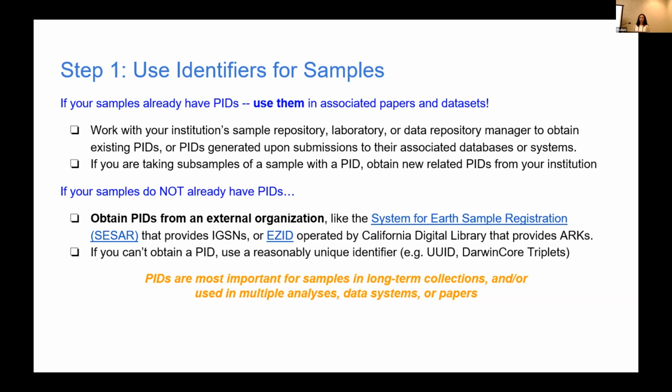In many cases, in most cases, samples may not already have PIDs. If this is the case, obtain PIDs from an external organization like the System for Earth Sample Registration that provides IGSNs, or EasyID that provides ARCs. And John Coonsey, who is here in our session today, is holding a session on ARCs tomorrow, if anyone's interested in that.